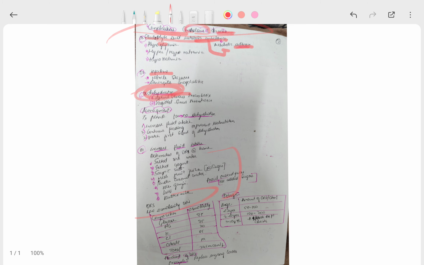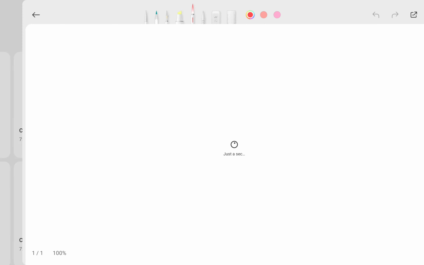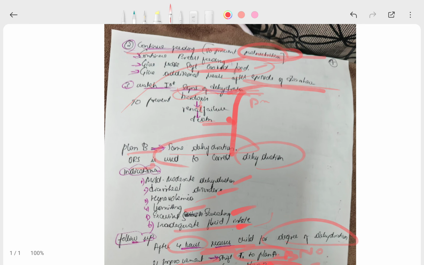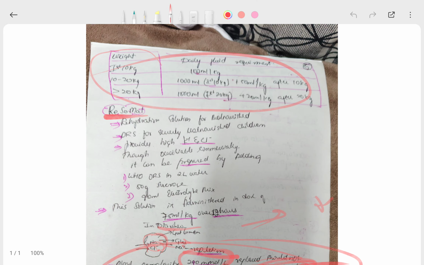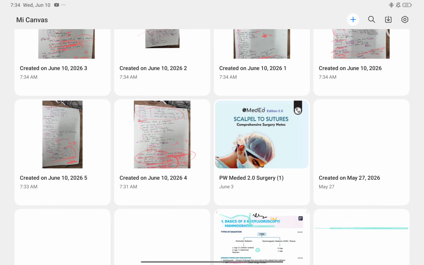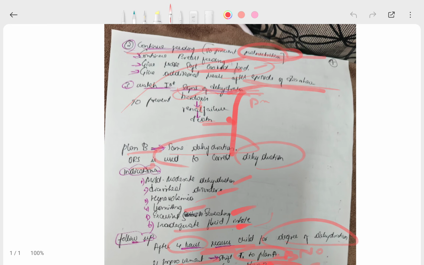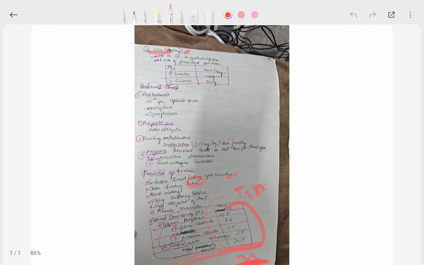In management you have studied Plan A, Plan B and Plan C, for no dehydration, some dehydration and severe dehydration. And you have already studied the Holliday-Segar formula. And you have studied how we will follow up, the uses of zinc therapy and its dose, other complications, other drugs to be given, and how we will prevent diarrhea. This is all you study.